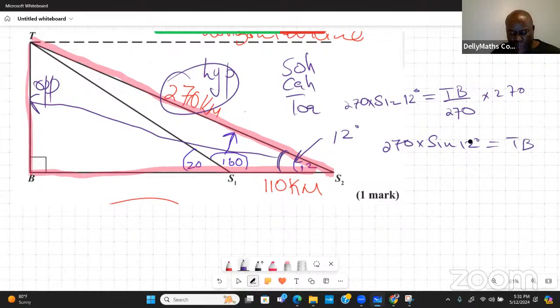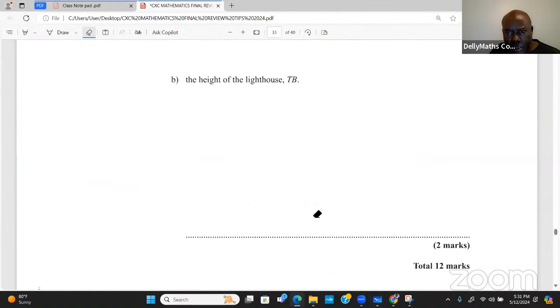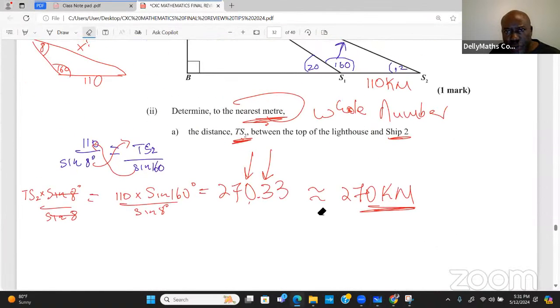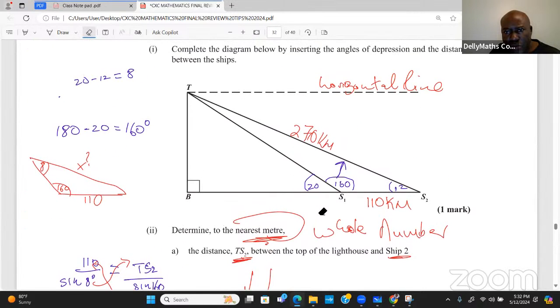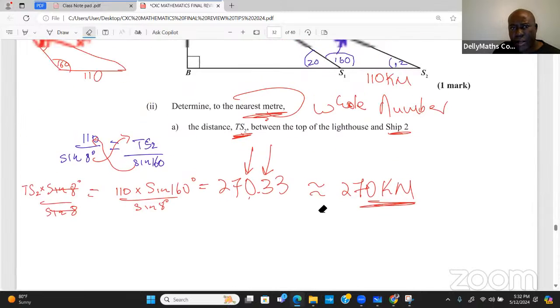And I'm getting some 56.1. I'm going to double check to see if, hold on. I don't know, let me see if it's kilometer or meter. Hold on. Because I'm going to double check. Oh, it's meters. All right, my bad.